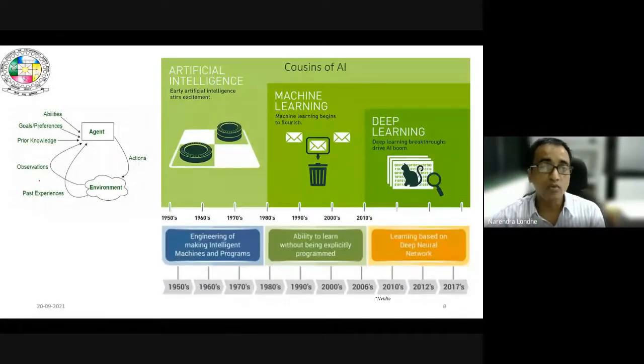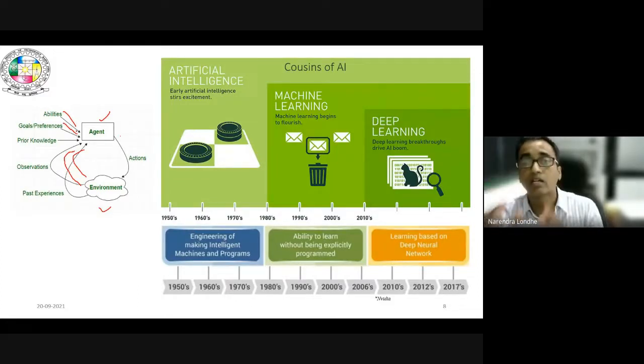As I was telling you, an AI system basically has two important components. The first one is the agent and the second one is the environment. This agent learns from the environment. You can see here these arrows indicating that it is learning from the environment. It is developing the abilities. It is also fed with goals and preferences. Goals and preferences are nothing but the ground truth.